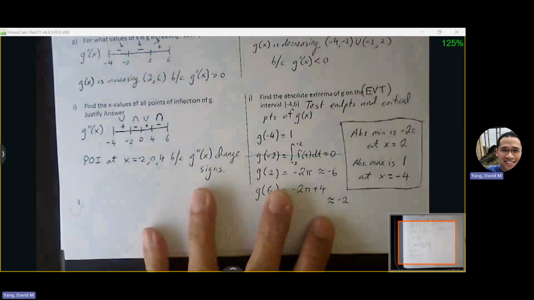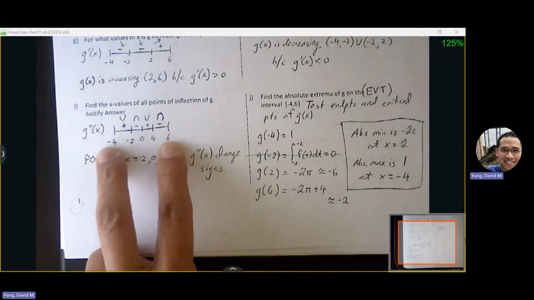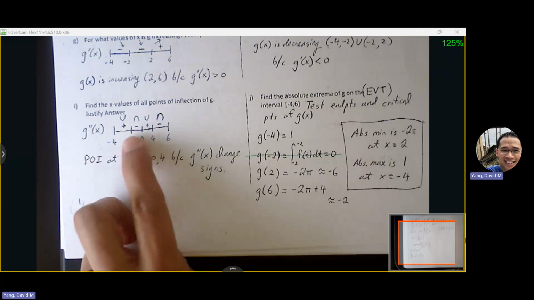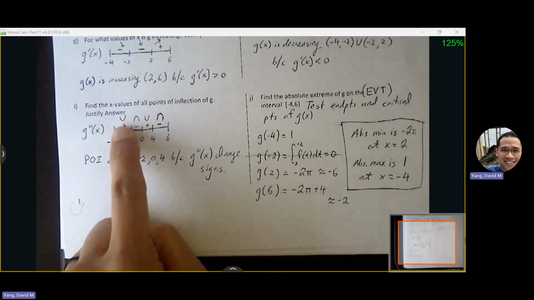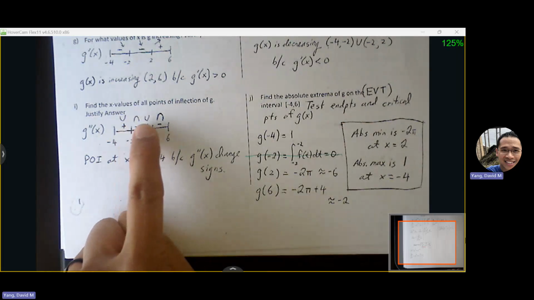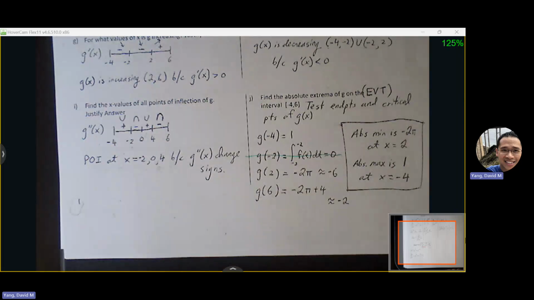So part I, we are creating our concavity, second derivative sign line. -2, 0, and 4. Between -4 and -2, we see our g prime graph is rising. So that indicates that the original graph is going to have a concave up shape. So positive slope, negative slope, positive slope, negative slope. And because there's a change in signs at all three of these critical points, we can call each of them points of inflection.